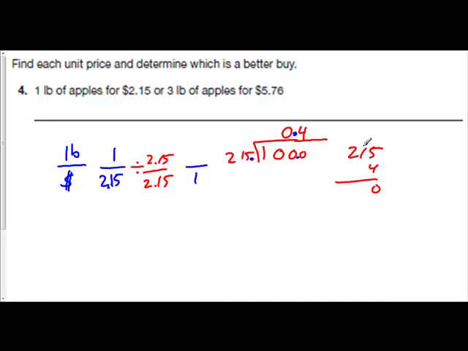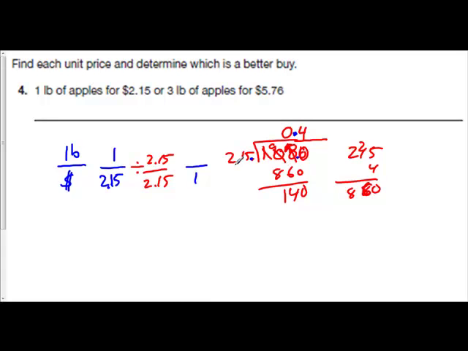4 times 5 is 20. 4 times 1 is 4, plus 2 is 6. And then 4 times 2 is 8, so 860. And we have to borrow. That's going to be a 9. That's going to be a 9. That's going to be a 1 there. 10 minus 0. I'm sorry, I really didn't need to go that far. I could just leave that as 10. 0 minus 0 is 0. 10 minus 6 is 4.